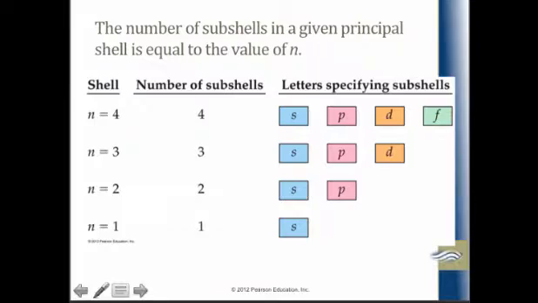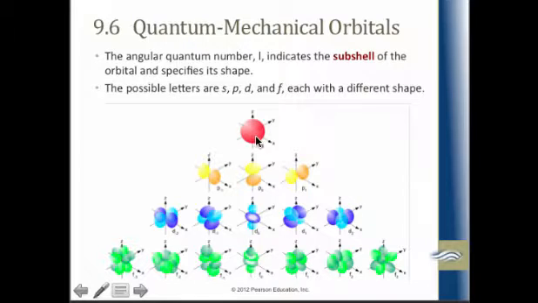We have 4 basic types of l values: 0, 1, 2, 3, also known as s, p, d, f. So when you have the first lowest energy level, the only shape of orbital is s, which looks like a sphere.